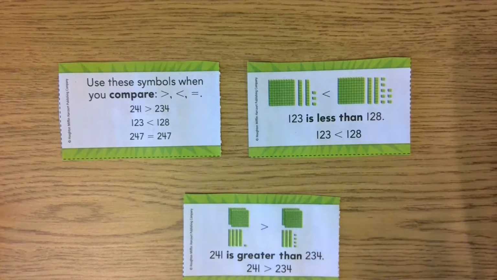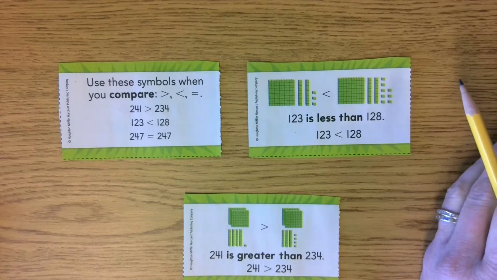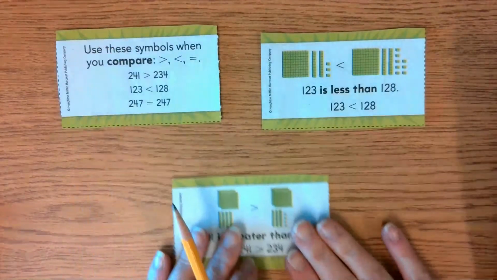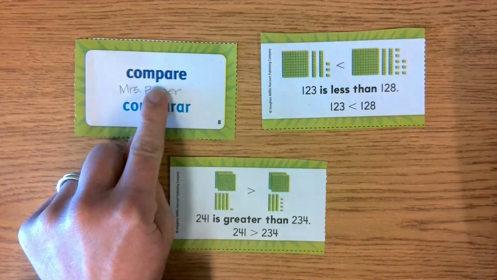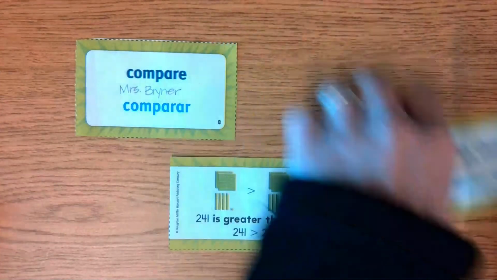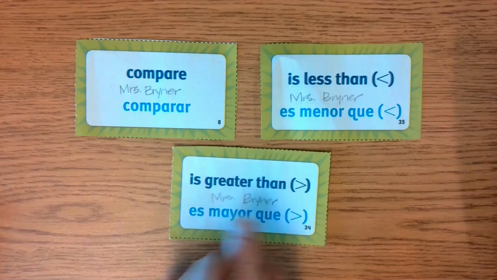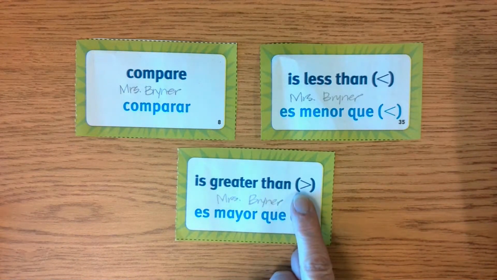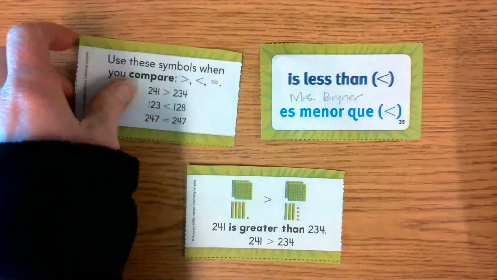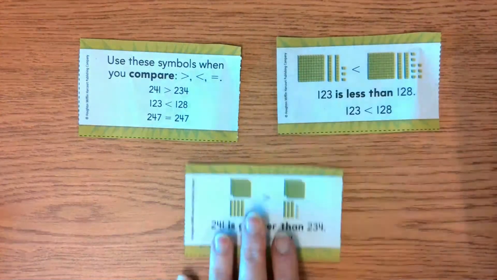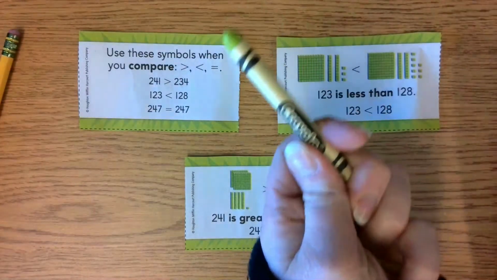Okay, today we're going to work on our math journal, page 17. You're going to need these 3 cards out. So compare, is less than, and is greater than. Go ahead and get those 3 cards out. Hit pause if you need to. You're also going to need out a highlighting crayon.